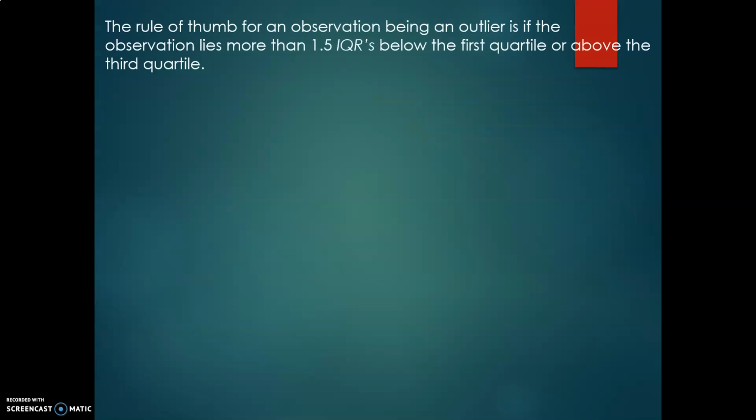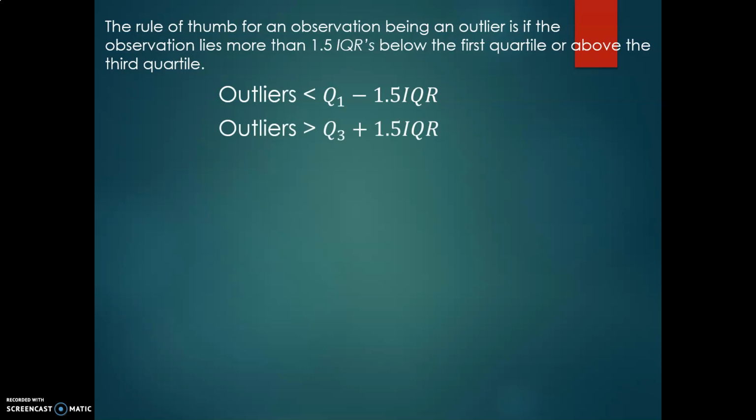As a rule of thumb, for an observation to be considered an outlier, it has to lie 1.5 interquartile ranges below the first quartile or above the third quartile. Here we have it written out. Hopefully this will be a little more clear for you. If you take 1.5 times whatever your interquartile range is and subtract that from Q1, that'll tell you what the bottom limit is. Then if you take that same 1.5 times your interquartile range and add it to your third quartile, that'll tell you what your upper limit is.